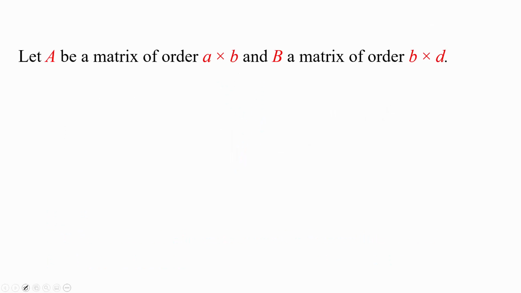So we can start by looking at two matrices, let's call them A and B, and matrix A will be of order a by b. A times B really means the order of the matrix. That means it has a rows and b columns. And matrix B is of order b times d. That means it has b rows and d columns.